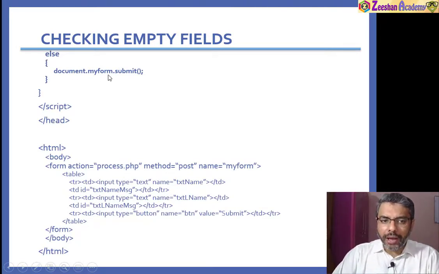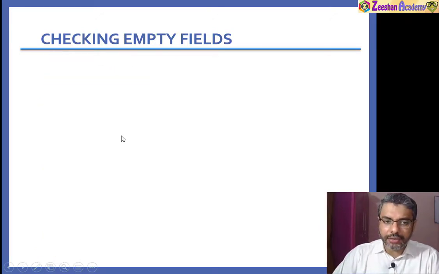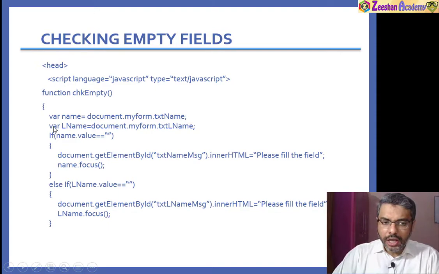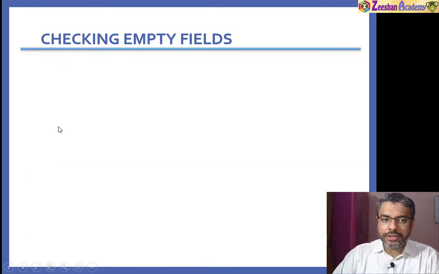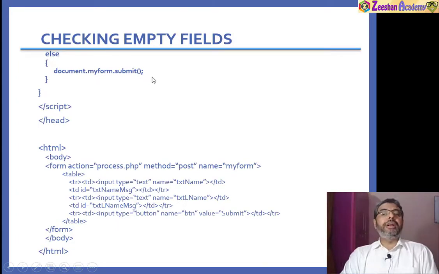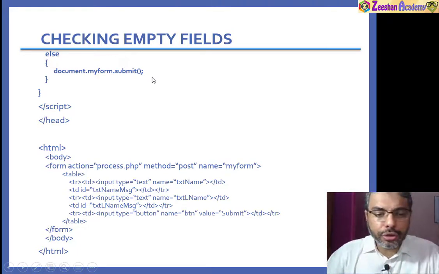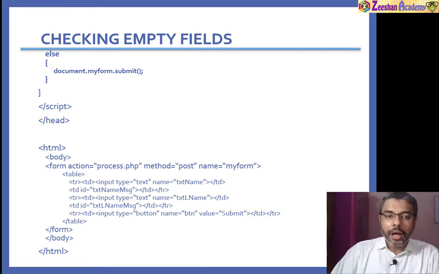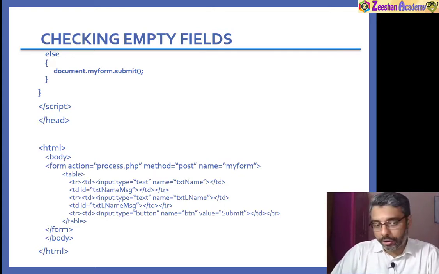Else document.myform.submit. So once we have the else method, it means that if both these values are false, so if this is false, else this is false, then we basically go inside our final else and we call document.myform.submit. And now we submit the form. So before submitting the form to the PHP server, we call this function to validate whether this data is true or not, whether there is data or not.